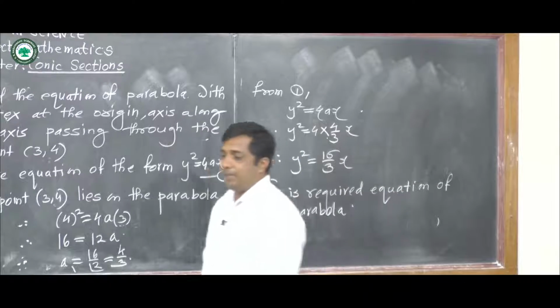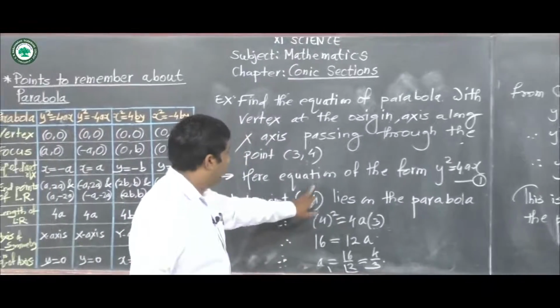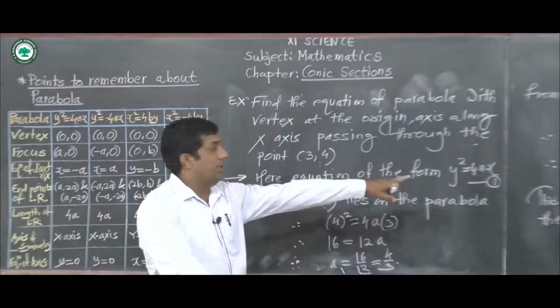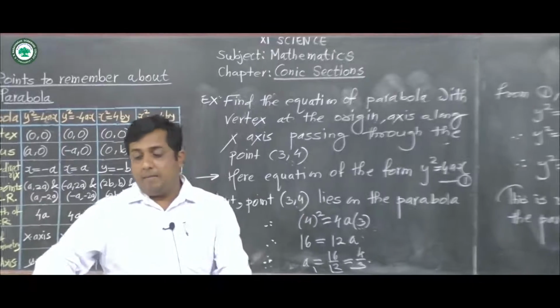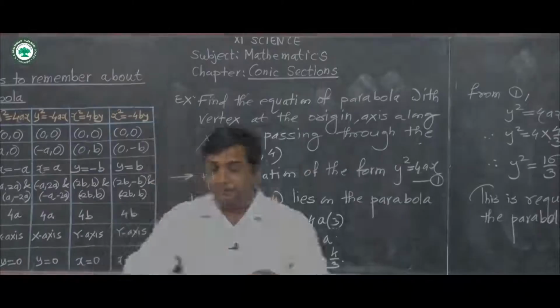So, very simple example it is. Directly by using our form y square is equal to 4ax, we find the equation of the parabola. Let's go with our next example.